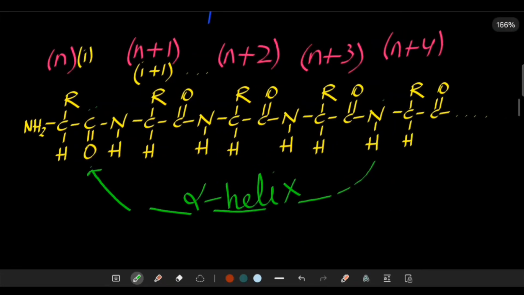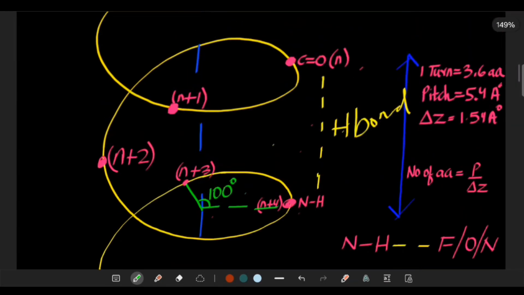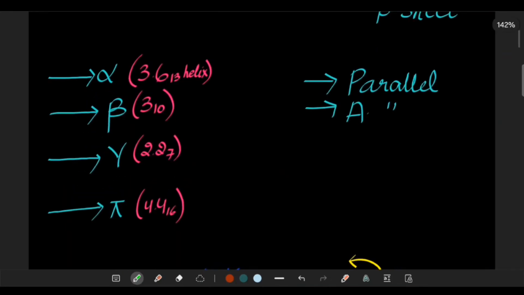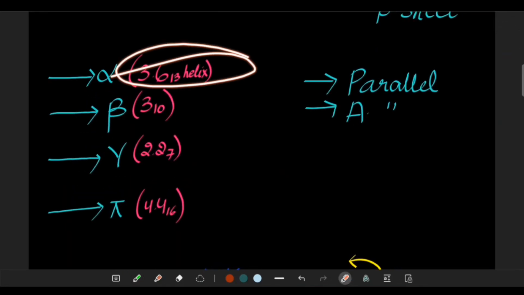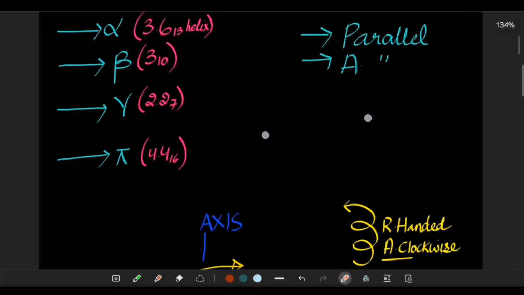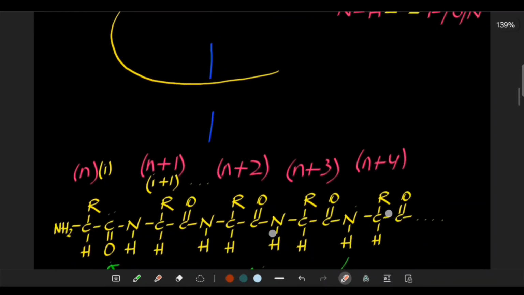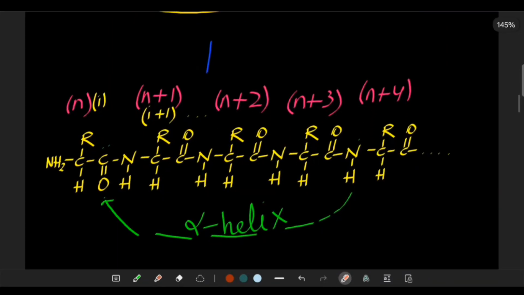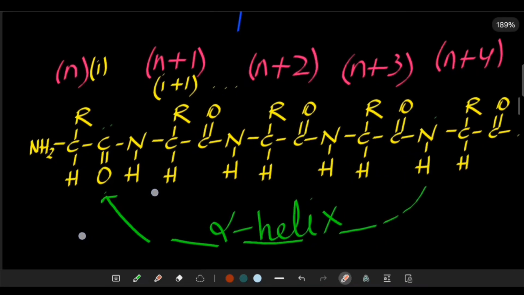Right? Now I was talking about 3.6 13. If you remember, I told you something about the 3.6 13 helix. The 3.6 is actually the number of amino acids present per pitch, that means amino acids present per turn. Now what is this 13? Let us see what exactly this 13 means. The 13 is actually the number of atoms involved in the formation of the hydrogen bond. Now let us count from this side to this side, right?